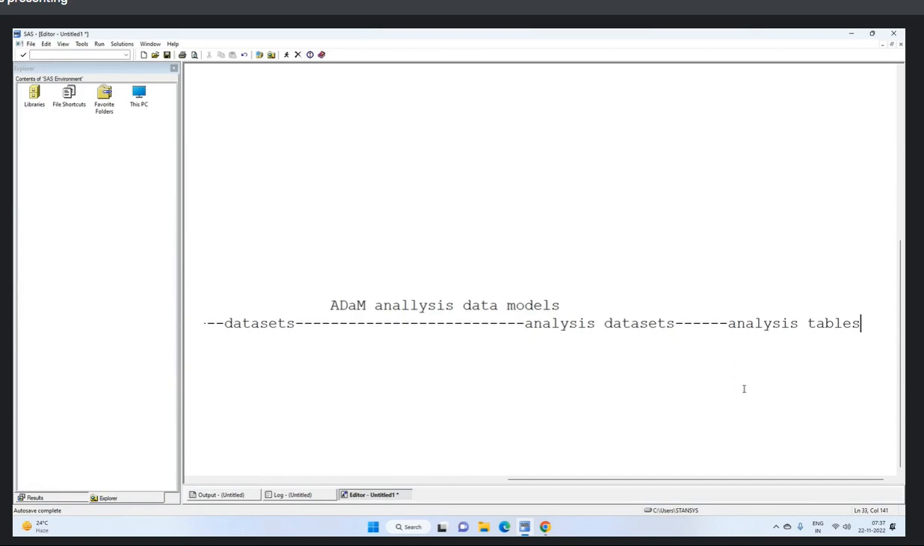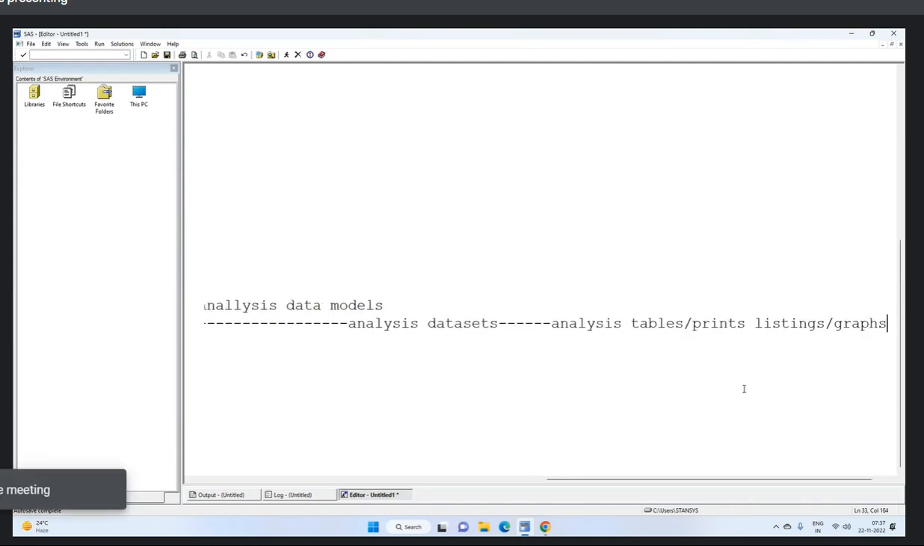Now, whatever data you submitted, we are going to print those datasets, and those prints are called listings. And finally, whatever report you got, we are going to submit those reports in the form of graphs, and those are called F. So F means figures or graphs.